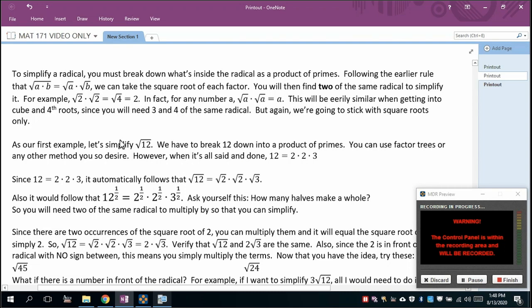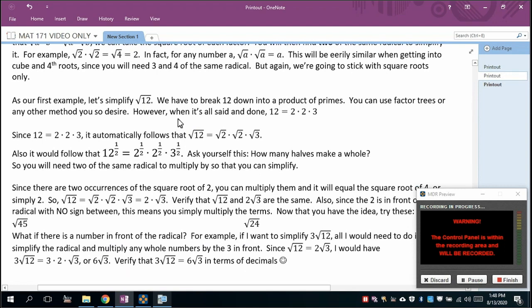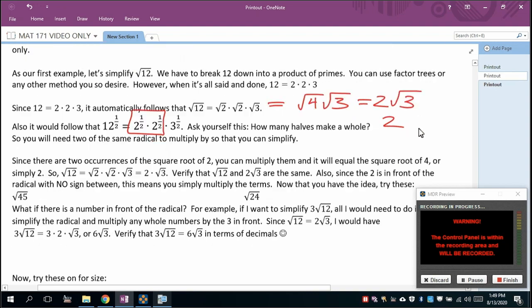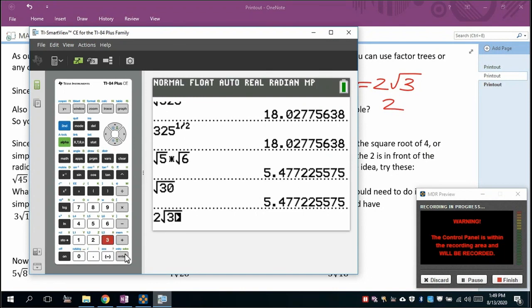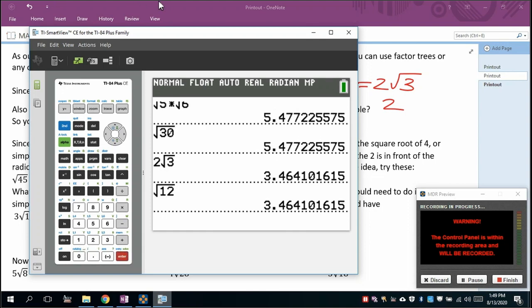And what we can do is end up taking the square root of each factor when it's all said and done. So square root of 12, 12 is 2 times 2 times 3. Now, the square root of 12, it'll follow that it's root 2, root 2, and root 3. Now, if I write these as rational exponents, how many halves make a whole? It's 2. And that's why you would need 2 of the same radical. So you could do square root of 4 times square root of 3, but ultimately that just becomes 2 root 3. So, for instance, 2 times the square root of 3, the decimal equivalence is 3.46. And the square root of 12 should give us the same thing, and it does, which is nice.